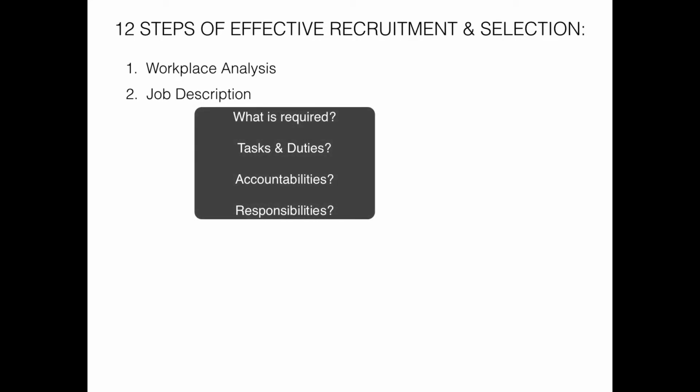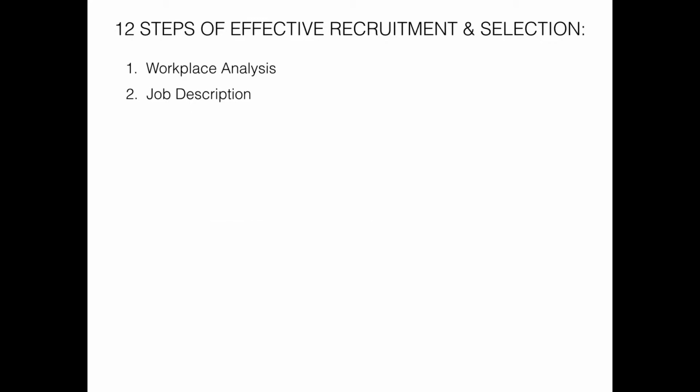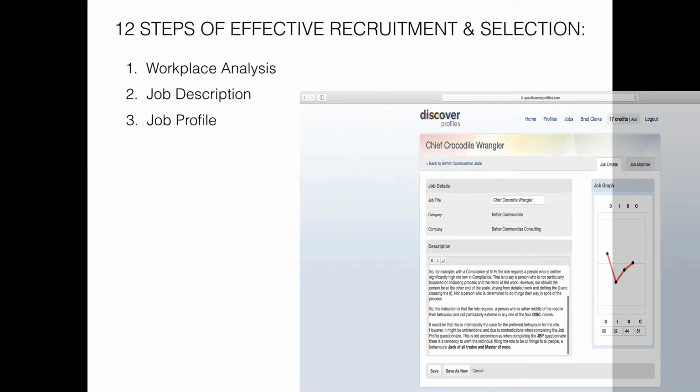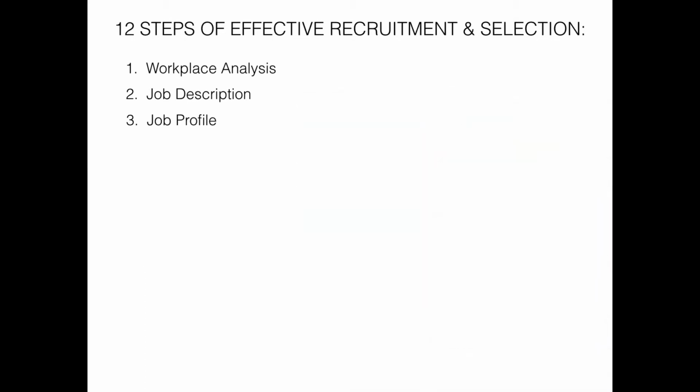Okay, good. Once this analysis has taken place, we can then write the job description, which must accurately reflect the current situation: what is required, what are the tasks, what are the duties, what are the accountabilities, and what are the responsibilities. The third step in the process is the one most often missing, which is to do a job profile. We use the DISC behavioural profiling system to understand what are the behavioural requirements of this job and what are the characteristics that a person needing to fulfil this job would need to display. That information then goes into the key selection criteria.